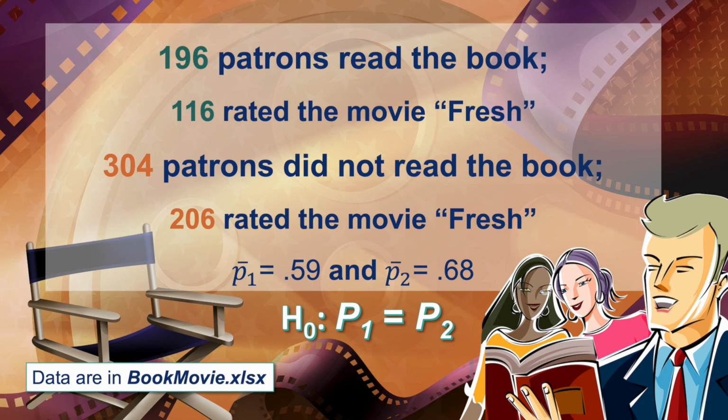196 patrons had read the book, and of them, 116 rated the movie fresh. 308 patrons did not read the book, and of them, 206 rated the movie fresh. With a little math, we can determine that the proportion for the patrons who read the book was 0.59, and the proportion for patrons who did not read the book is 0.68. The null hypothesis for a two-sample proportion test is always going to be P1 equals P2, or the proportions are both drawn from populations that have equal proportions.